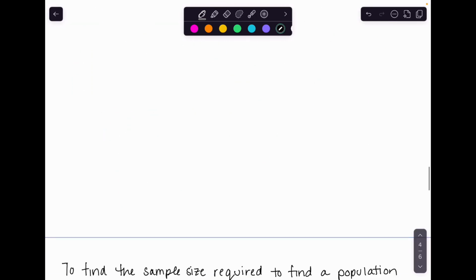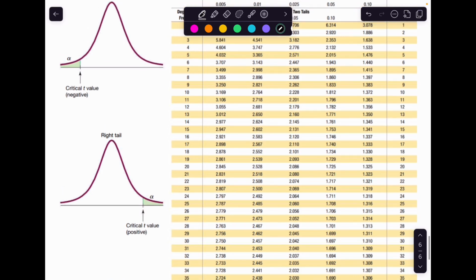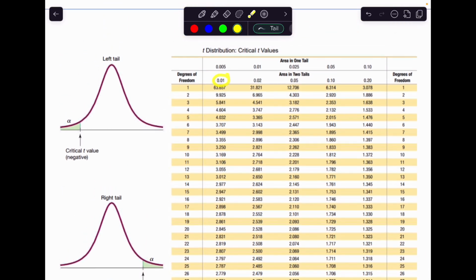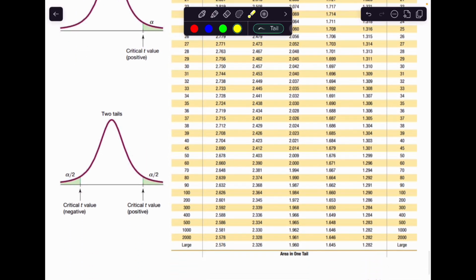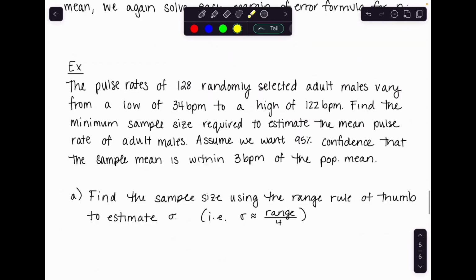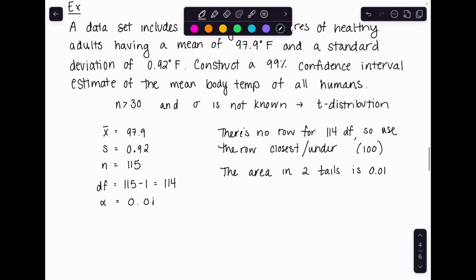So going back to my t-table, I want my area in two tails to be 1%. So I'm really just going to look at this first column. And I got to go to my degrees of freedom, which is right down here, which is 100. So my critical t value is 2.626. So way back up here, our t of alpha over 2 is 2.626.